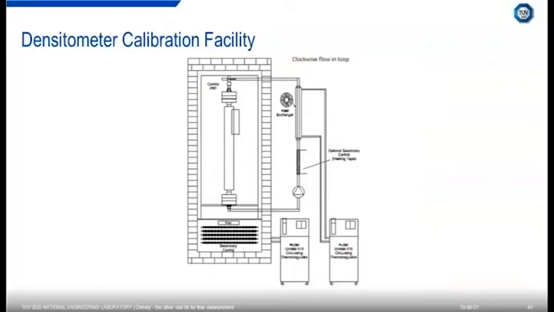So we can control both the air temperature and the fluid temperature, and we need to do that because to achieve the uncertainties I mentioned in the previous slide on temperature, and in particular, if we had a temperature difference of more than about half a degree between the fluid inside the densitometer and the air around it, we wouldn't achieve that temperature stability. Hence the need to control both the air and the fluid temperature.